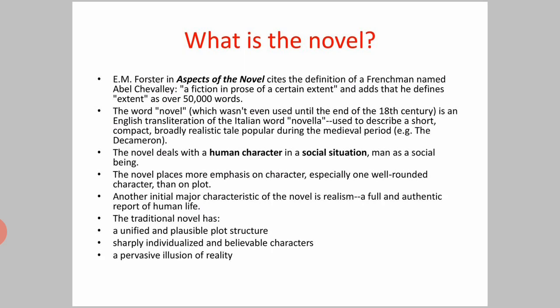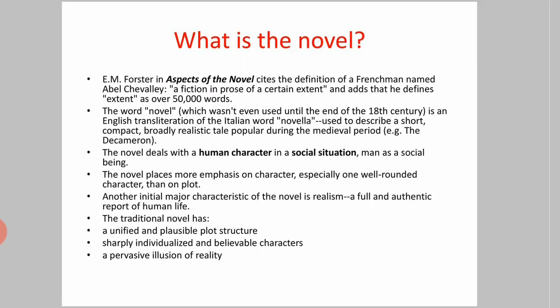The novel places more emphasis on characters, especially one well-rounded character, than on plot. There are two types of characters, the flat character and the round character. Another major characteristic of the novel is realism, a full and authentic report of human life. The traditional novel has a unified and plausible plot structure, sharply individualized and believable characters, and a pervasive illusion of reality.